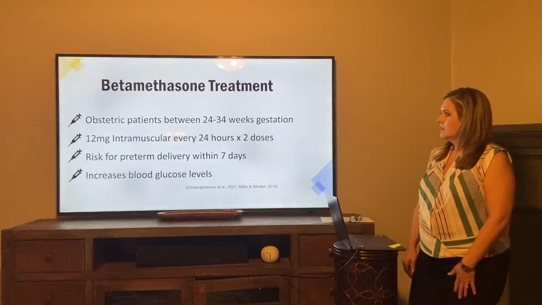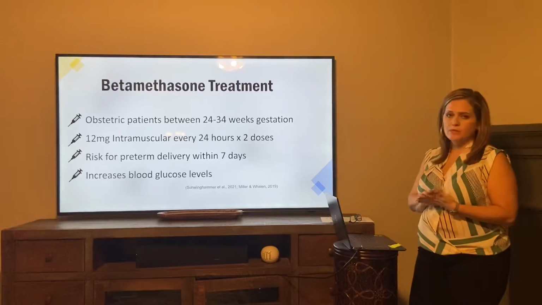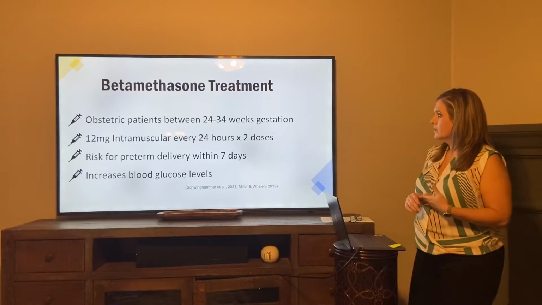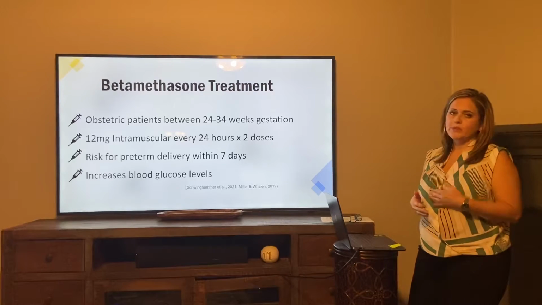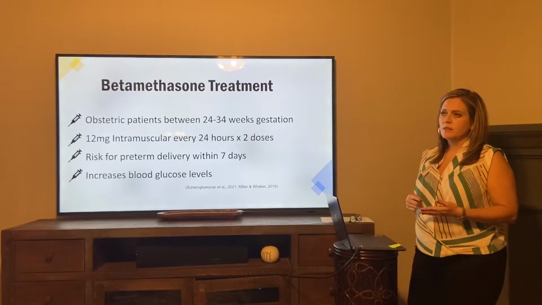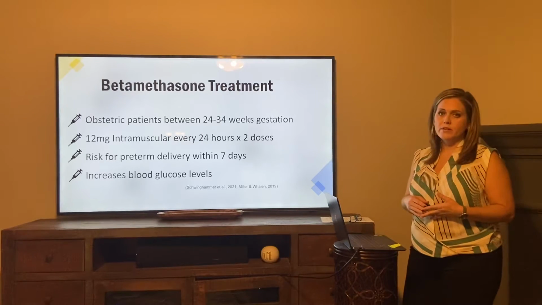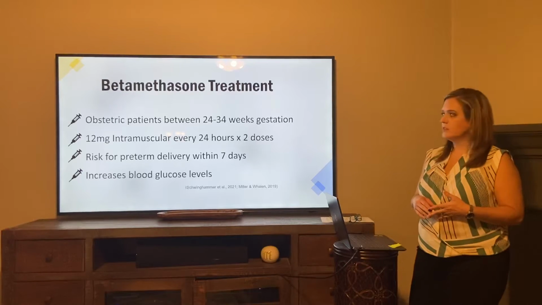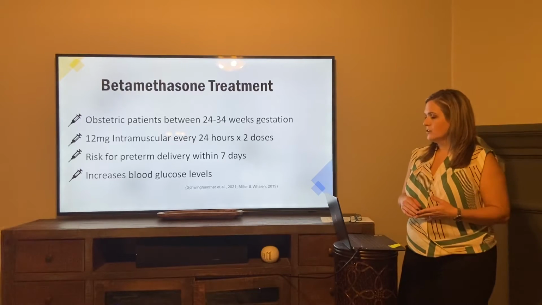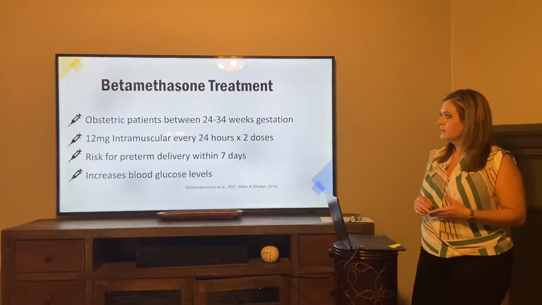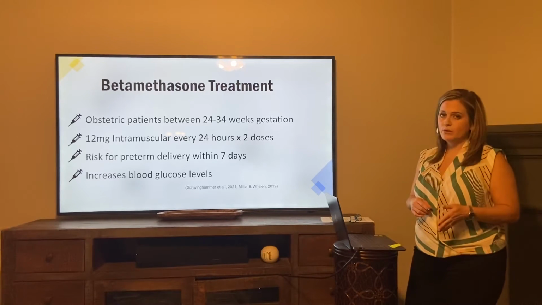Betamethasone treatment: we are talking about antepartum, obstetric patients who are between 24 to 34 weeks gestation. Whenever they present with preterm labor symptoms, such as contractions, bleeding, or leaking of fluid, if we expect that they're going to deliver within 7 days, those are the patients we would start this treatment for. The medication is given by injection, intramuscularly. It is 12 milligrams, given every 24 hours for 2 doses.